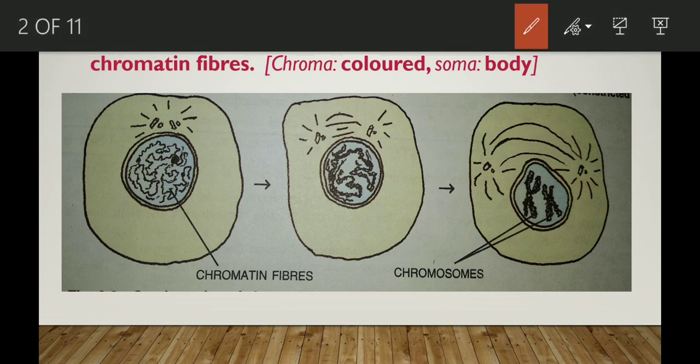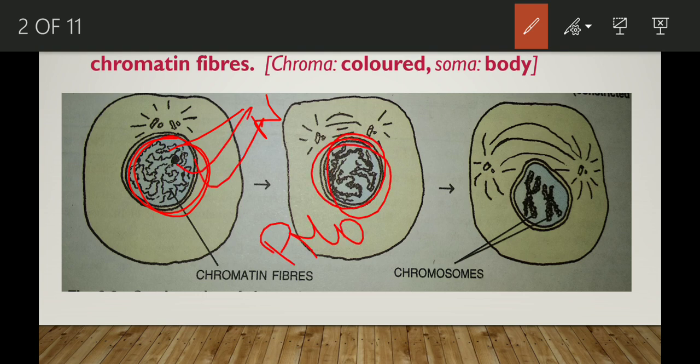See here, chromatin fibers are present inside the nucleus. This is the nucleus, and chromatin fibers are present. When the cell enters cell division during the prophase, what happens? These chromatin fibers condense and finally form coiled structures, that is, the chromosomes.